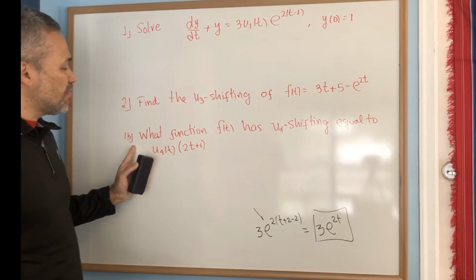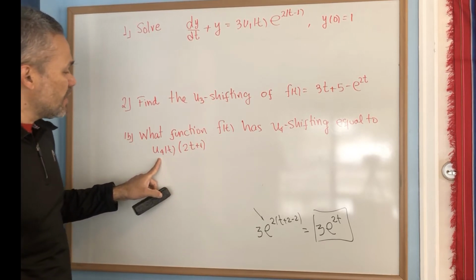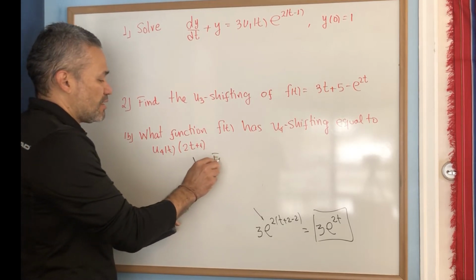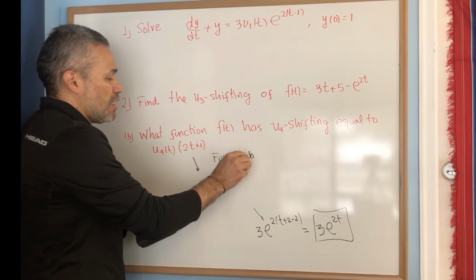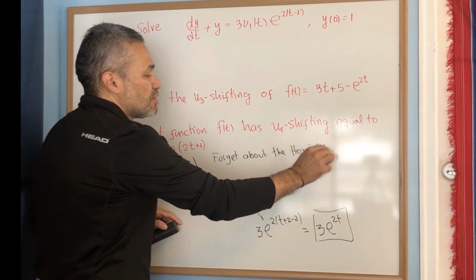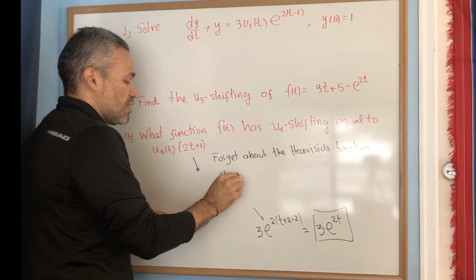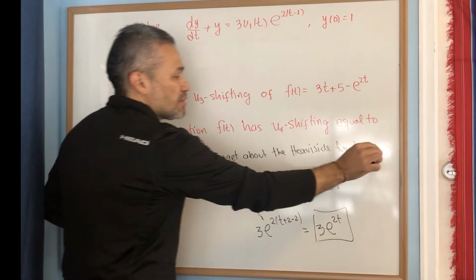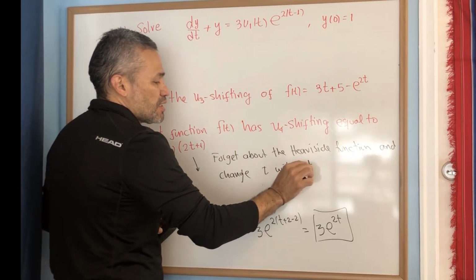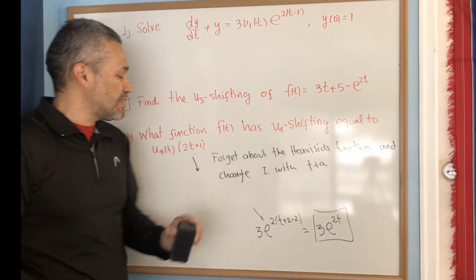The 1b is similar. We want to find the original function and the ua shifting is given. Then what we do is, let me write that, forget about the Heaviside function and change t with t plus a. Notice that it's change t with t plus a, not multiply by t plus a.